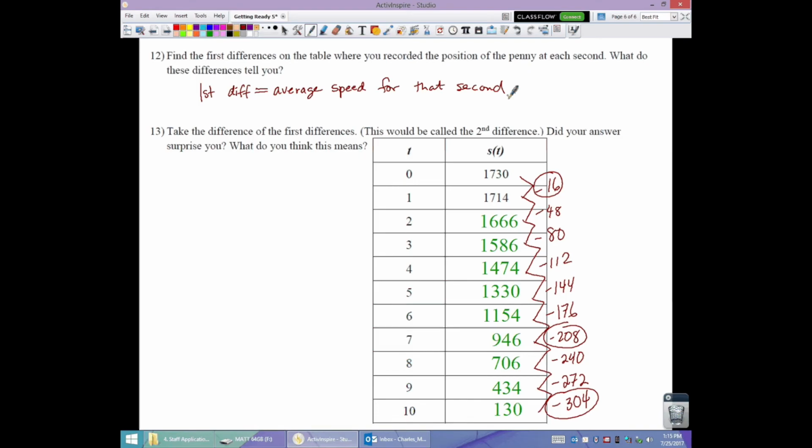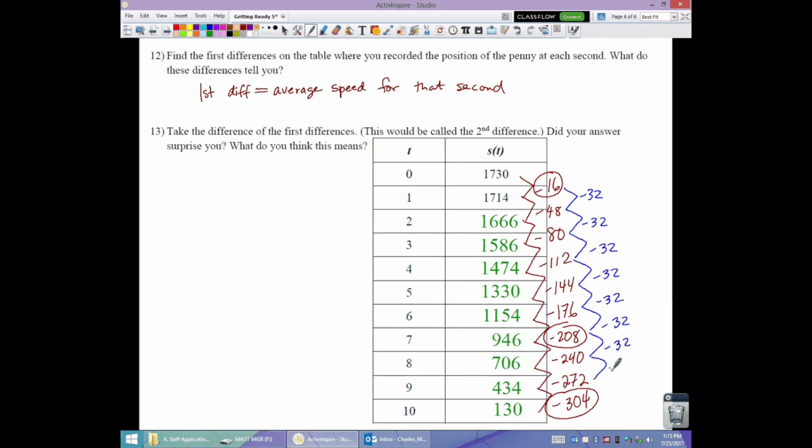So take the difference of the first differences. This we're calling second differences. So this is down 32. Now, is that a surprise? I hope not.